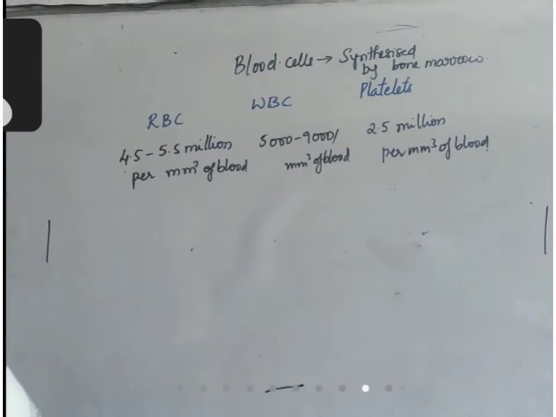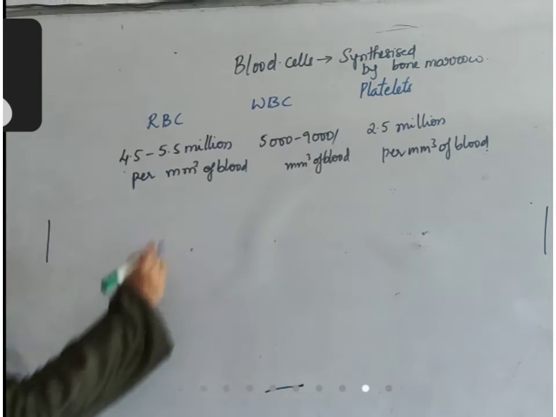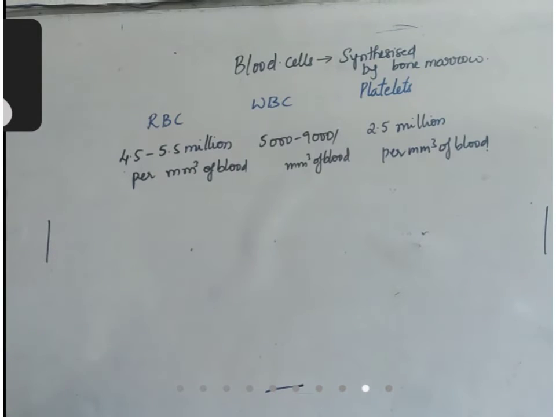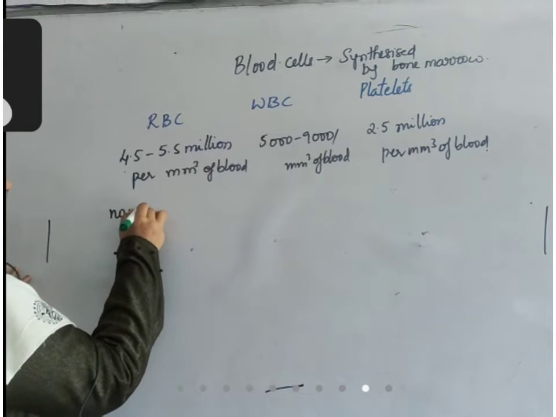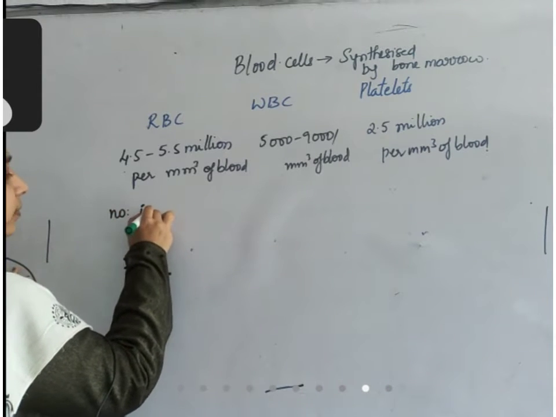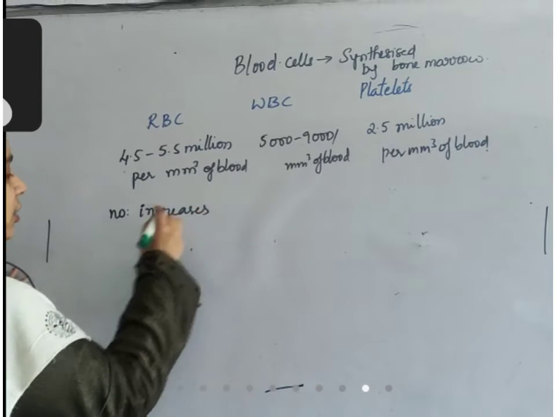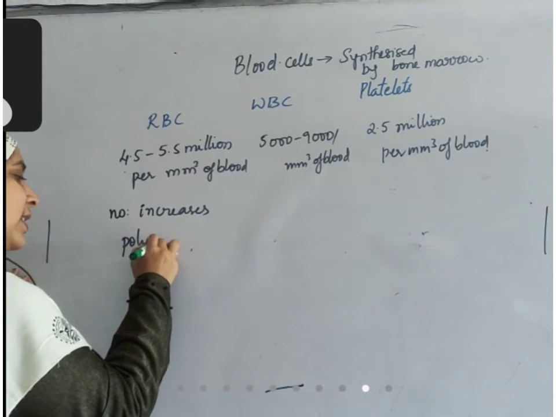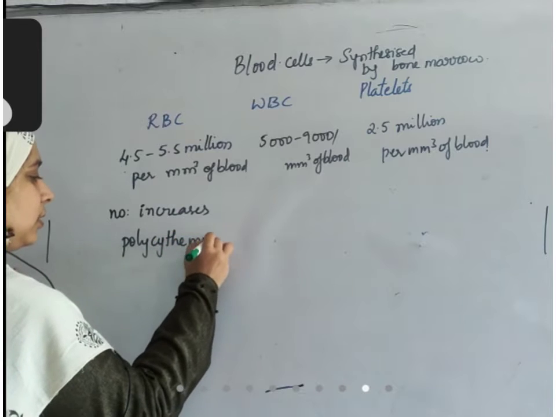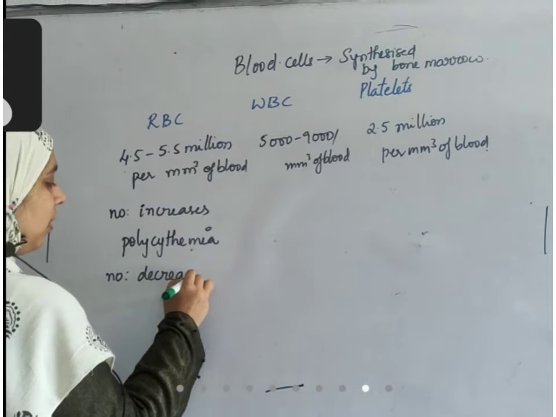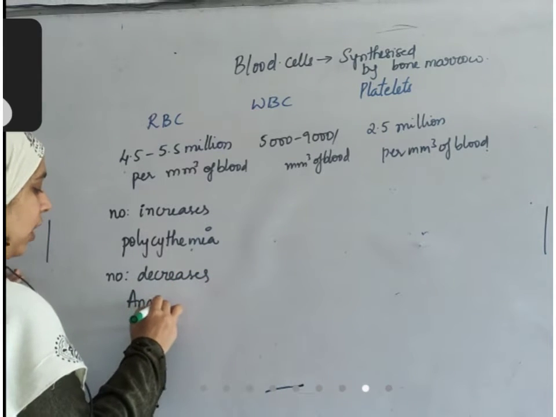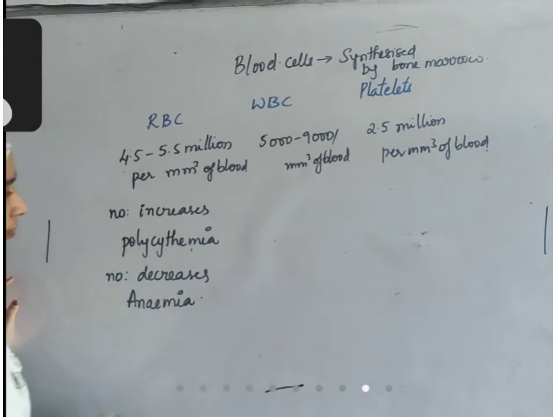What happens if this number increases? If the number of RBC increases, the condition is called polycythemia. If the number of RBC decreases, it is called anemia.